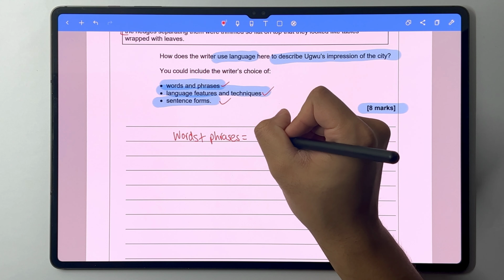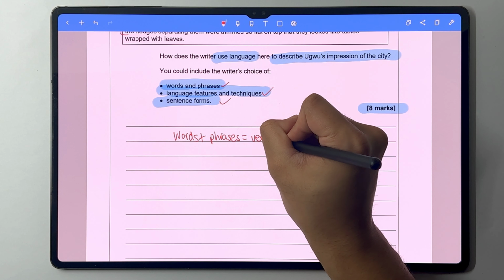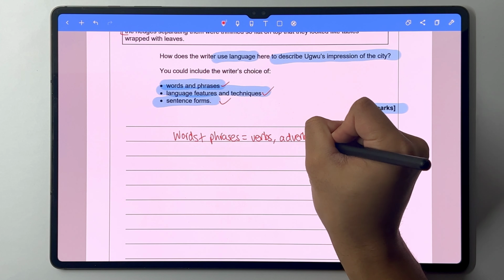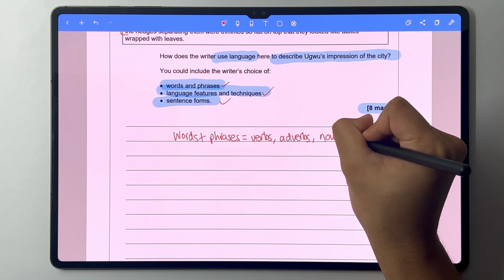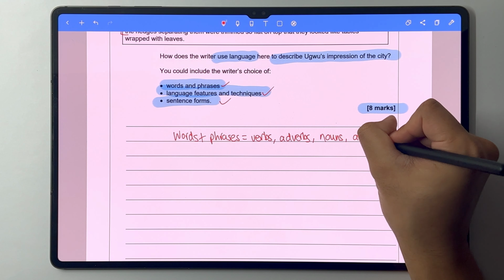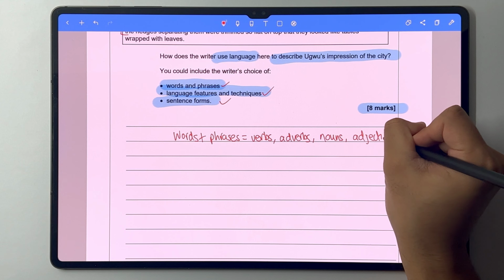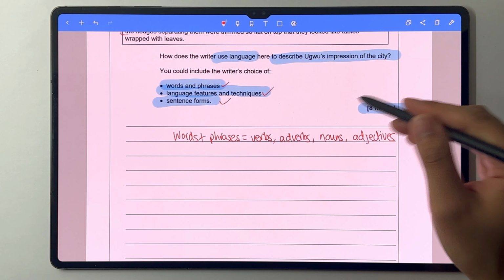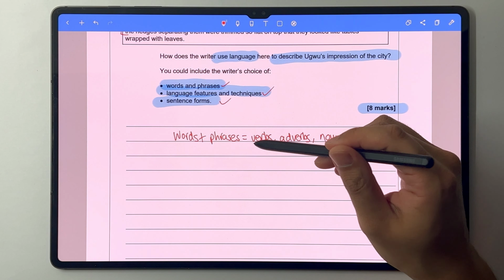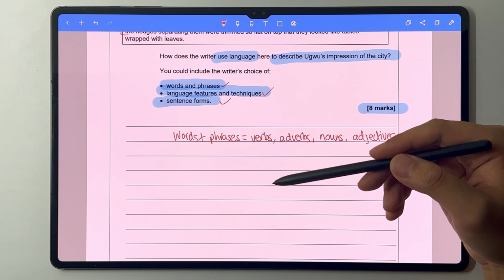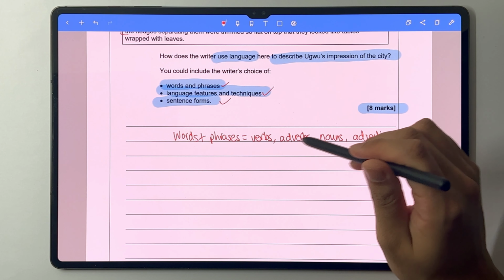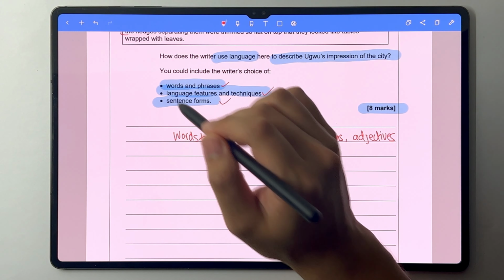That includes things like verbs, adverbs, nouns, adjectives, etc. So these are things that you can look out for when reading and annotating the text. And every single year within the exam paper, you will find examples of some of these. So that's words and phrases.